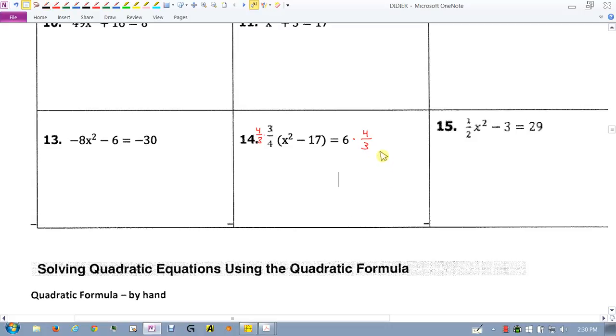So just be careful to not distribute this 4/3 through. So that's 1, which means that all you have on the left is x squared minus 17. On the right side, what is that? That's the same as 6 over 1, right? So multiply across. 6 times 4, 24, divided by 3 is 8.